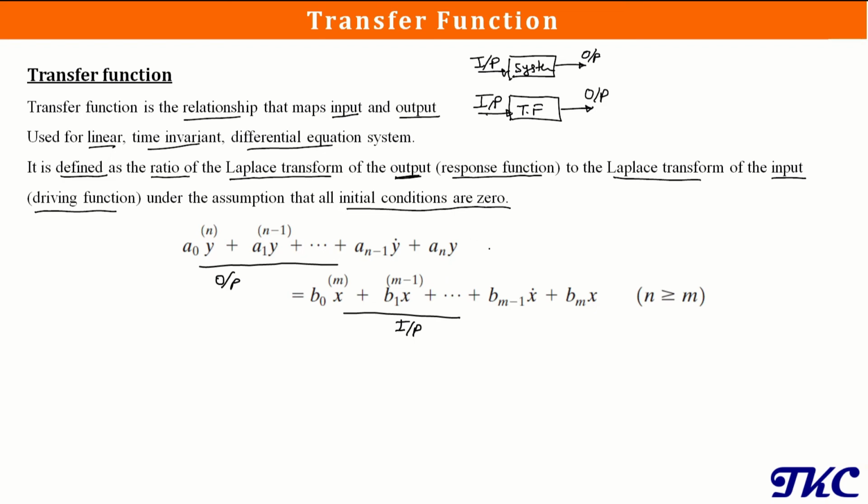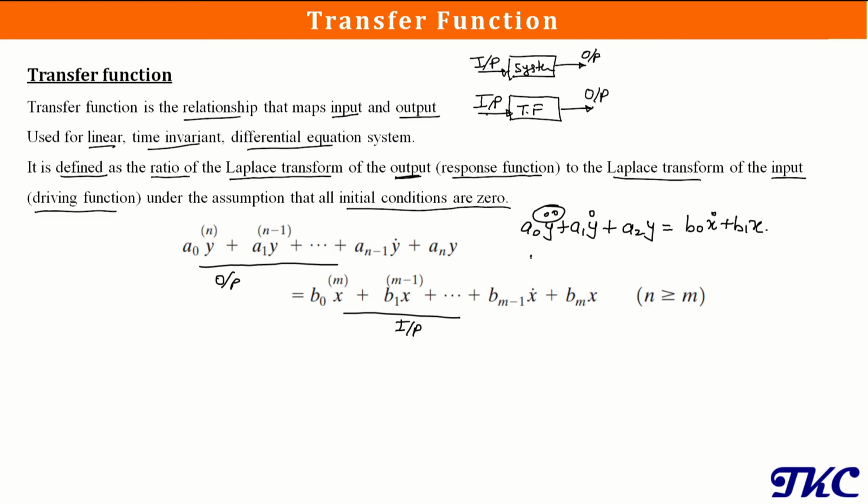Let's take an example and write a differential equation with the help of this generalized equation that we are having for a linear system. So we can write a0 y double dot plus a1 y single dot plus a2 y, and that will be equal to b0 x dot plus b1 x. So this is a differential equation for a second order system, and that is because of the second order differential that we are having here.